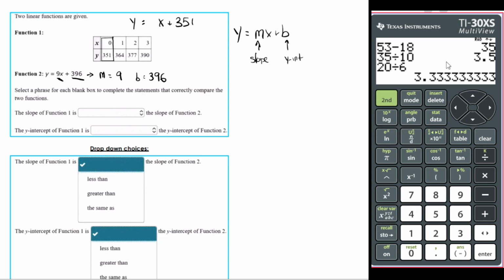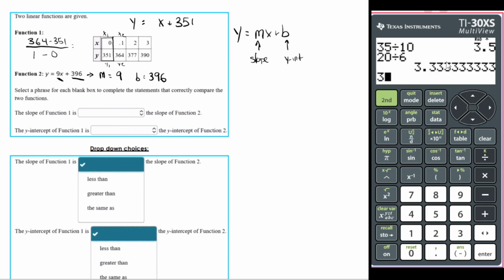So now all we have to do is find our rate of change, our slope. We pick any 2 points. I'm going to pick (0, 351) and (1, 364). The reason I picked these, again, 0 is a great number to work with, as is 1. They're very easy. So we do our change in y, 364 minus 351, over our change in x, 1 minus 0.